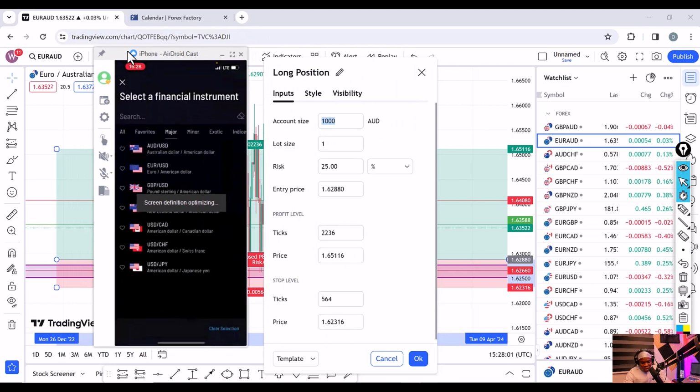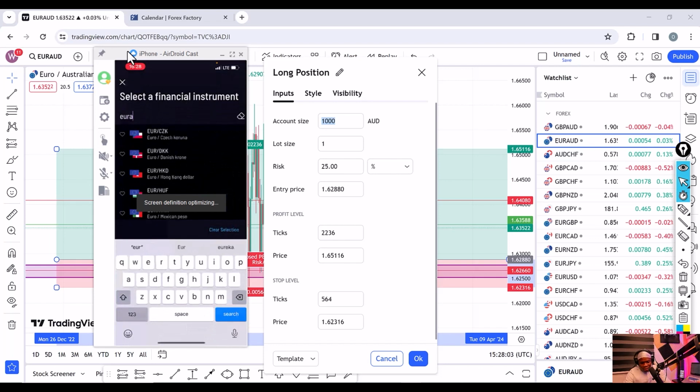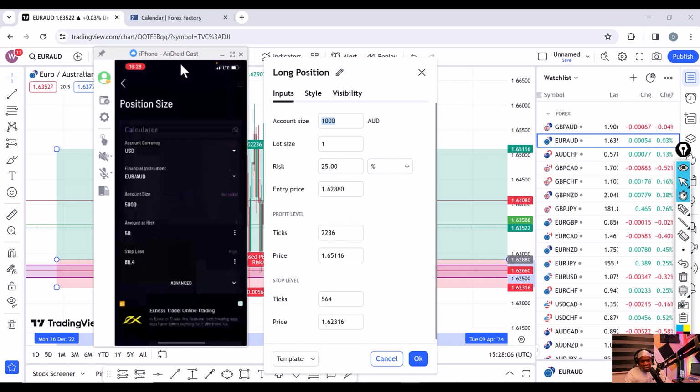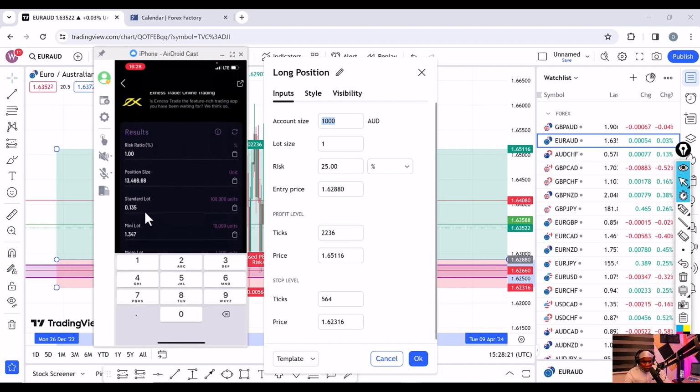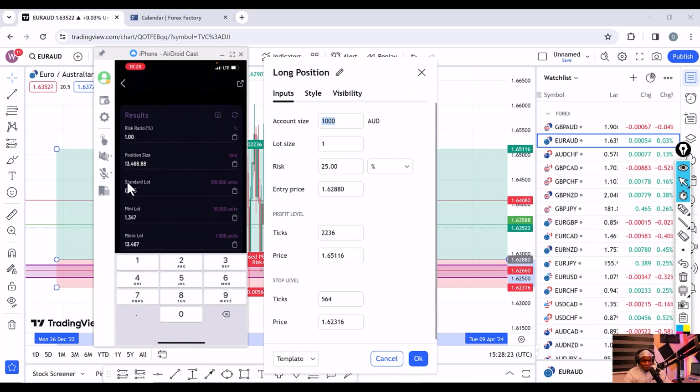The instrument I'll be trading here will be Euro AUD. What is the stop loss? This is it, 56.4. So I'll just put it right here, 56.4. How much are you willing to risk? $50. Then you scroll down to position size. The standard lot to use right here is 0.13 standard lot. And the risk to reward is 1 to 3.96, almost 1 to 4 risk to reward ratio.